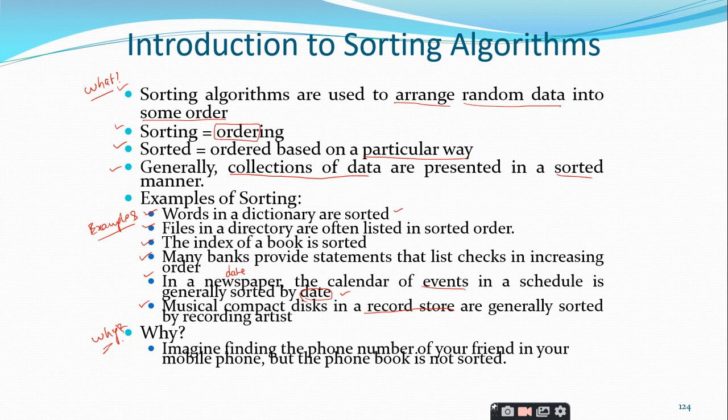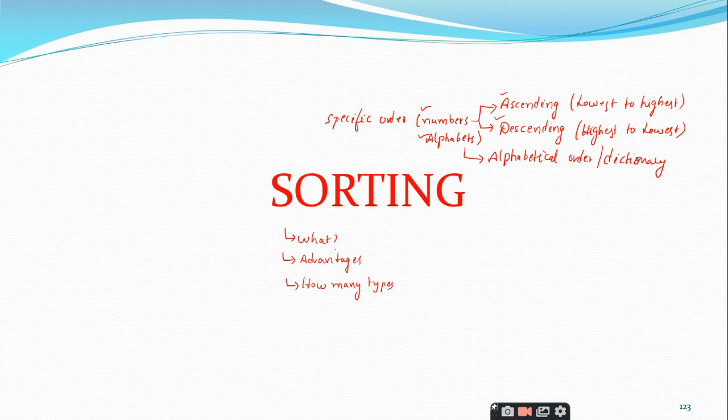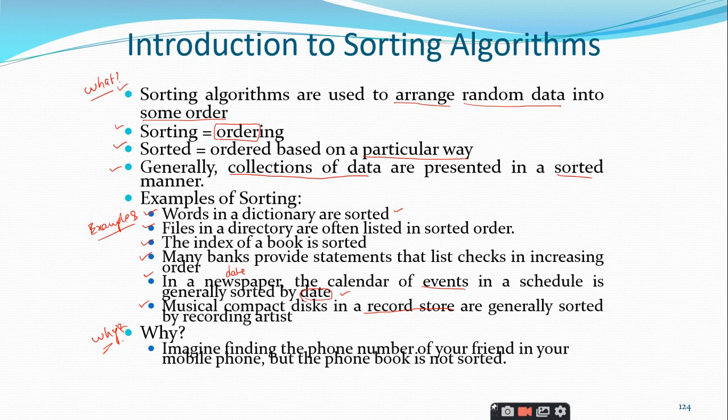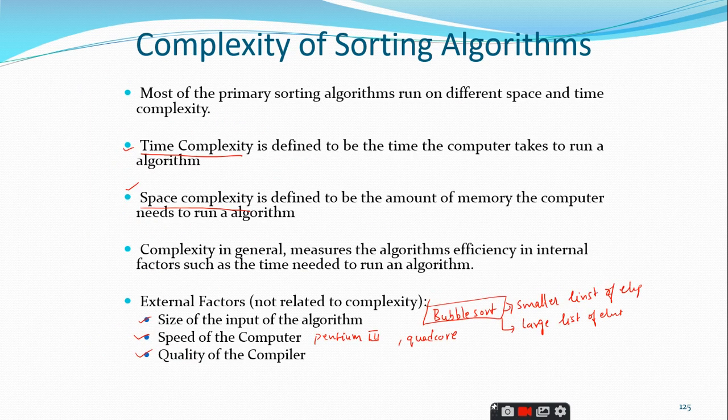Let's have a gist or overview of what we have discussed in today's session. We started our discussion on sorting with the definition, what a sorting actually is, and then we went through some real life examples of sorting. Then we saw why we require sorting, what advantage we get from sorting a list of elements. And then we saw how sorting algorithms can be evaluated, how we can calculate efficiency using time complexity and space complexity.